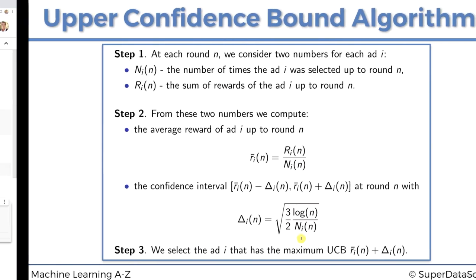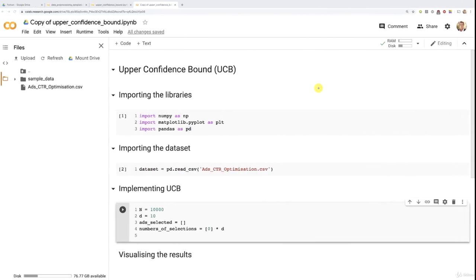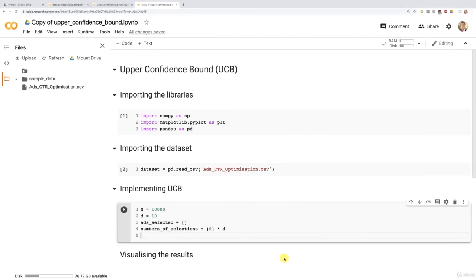Okay, then the next variable, this one, the sum of rewards of the ad i up to round n. Same, here we want to have these sums of rewards for each of the ads up to round n, and therefore we're going to create another list which we're going to call sums_of_rewards, right? And same, this will be initialized as a list of 10 zeros. So I'm just copying and pasting this, right? That's the same. And of course, at the first round, each ad has a sum of rewards equal to 0, because at the beginning no ad is selected and therefore no reward is collected.